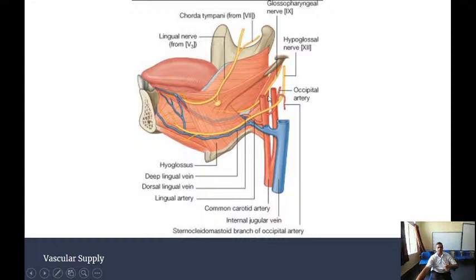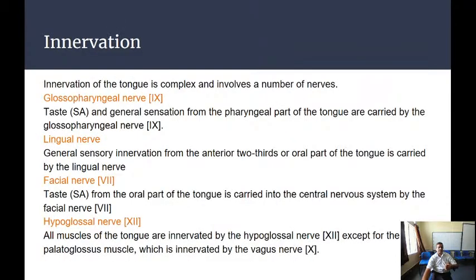This is the one which shows the blood supply, the carotid artery, the common carotid artery, how it divides into the external carotid artery and the internal carotid artery. And this external carotid artery is the one which gives off a branch which is called the lingual, and that is the major supply. So that is as far as the blood supply to the tongue is concerned.